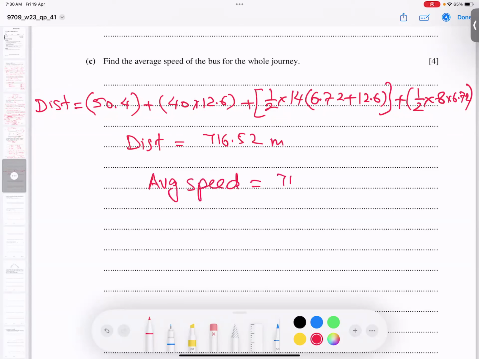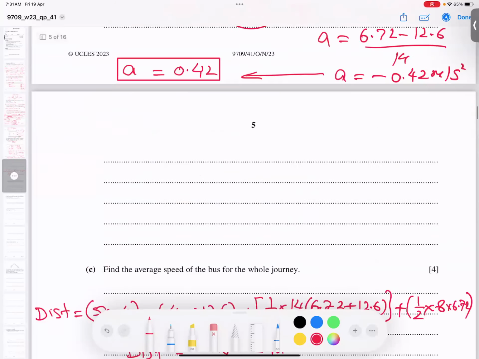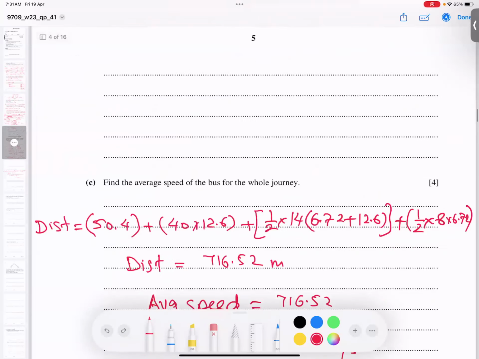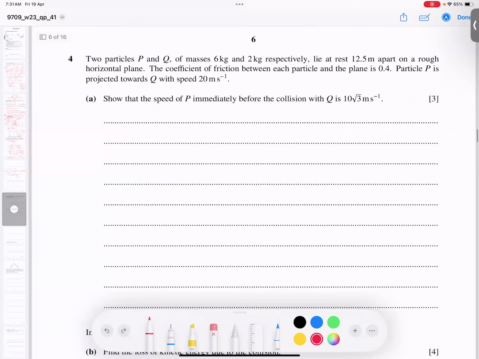Total distance by total time. And time is 70. And if you check it in the calculator, the answer is coming 10.2 meters per second. 70 is, if you see this, this is 70. I hope the point is clear. And let's go for the next question.